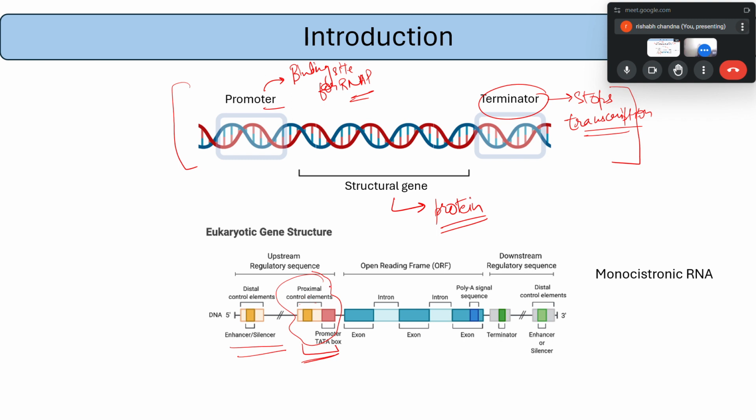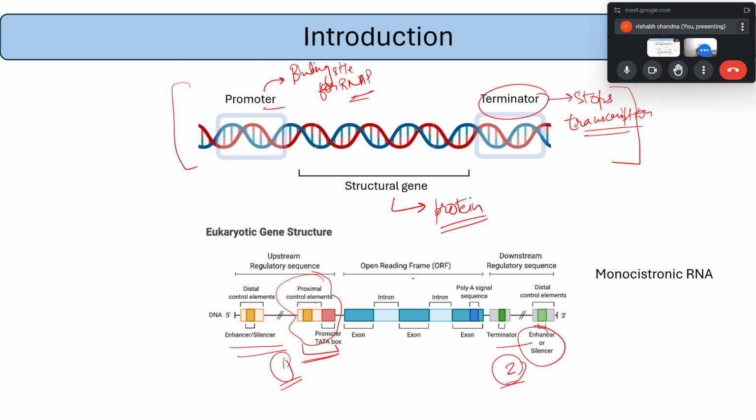Okay, so this is one thing. The second thing is downstream regulatory sequence. These are present towards the 3' end. So this will contain the terminator sites and the enhancer or silencer, that are distal control elements. Okay, so this is the second regulatory sequence.